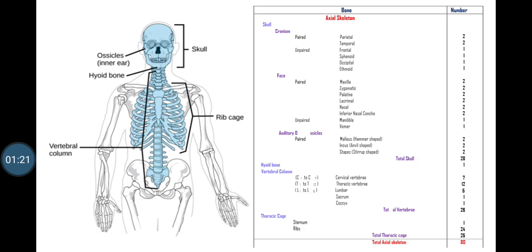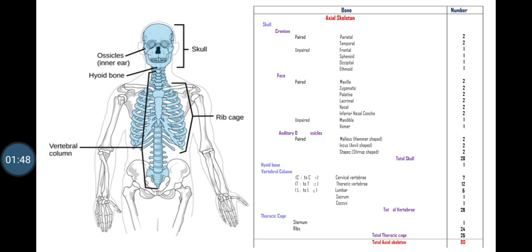We can see the chart of the axial skeleton system on our screen. It consists of skull, hyoid bone, vertebral column and thoracic cage. Skull consists of cranium, face, and auditory ossicles. Cranium contains 8 bones: pairs of parietal and temporal, and unpaired frontal, sphenoid, occipital, and ethmoid bone.